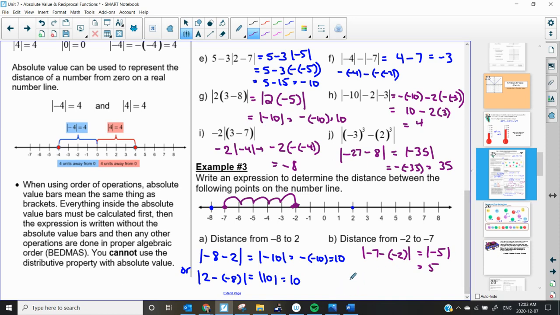The other way to write that out is -2 minus -7. If we take -2 minus -7, that gives us 5, and the absolute value of 5 is 5.